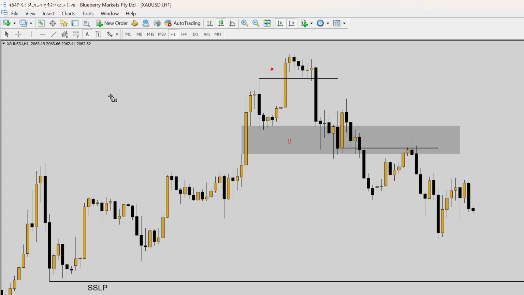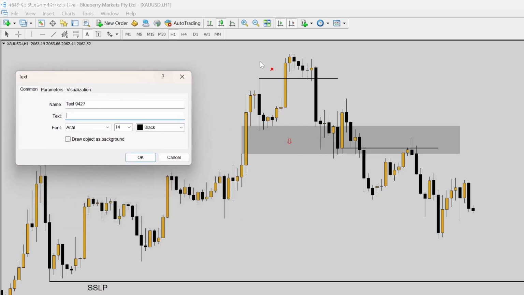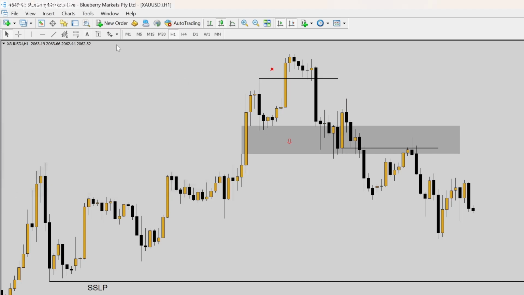So we all know that a market structure shift is a swing high preceded by a swing low taken out. So this here would be deemed a market structure shift. But the only way for me, for a market structure shift to be valid, is if it's breaking balanced price ranges or creating balanced price ranges.